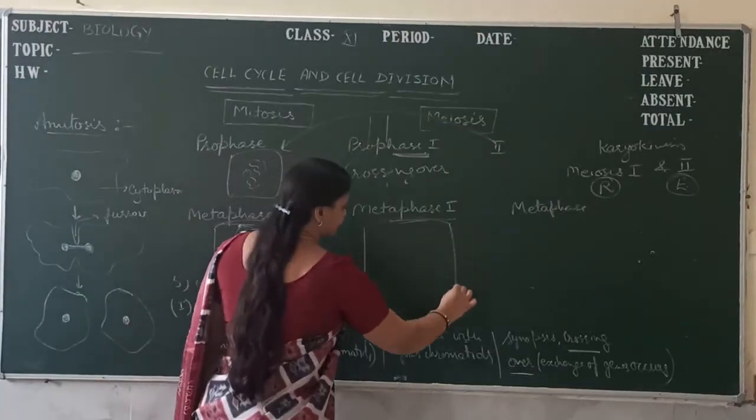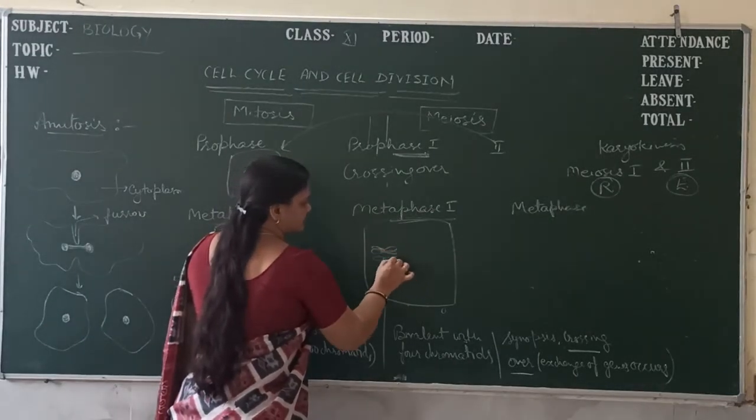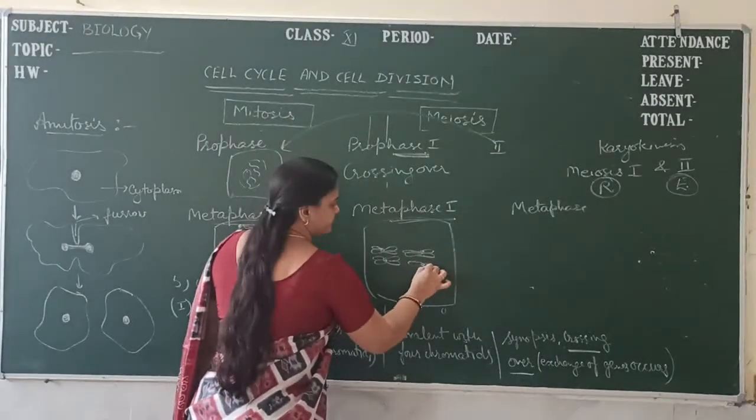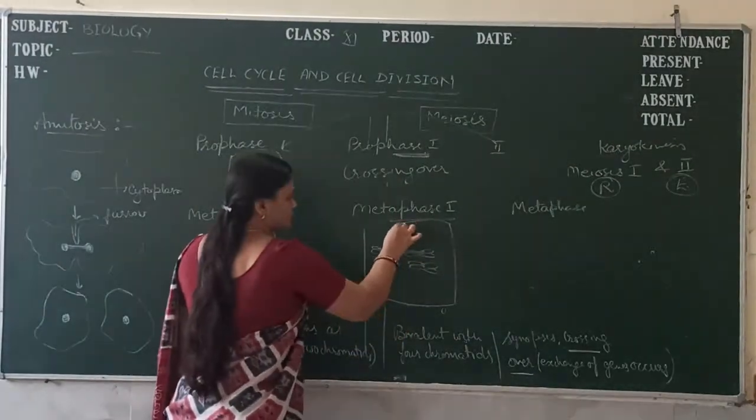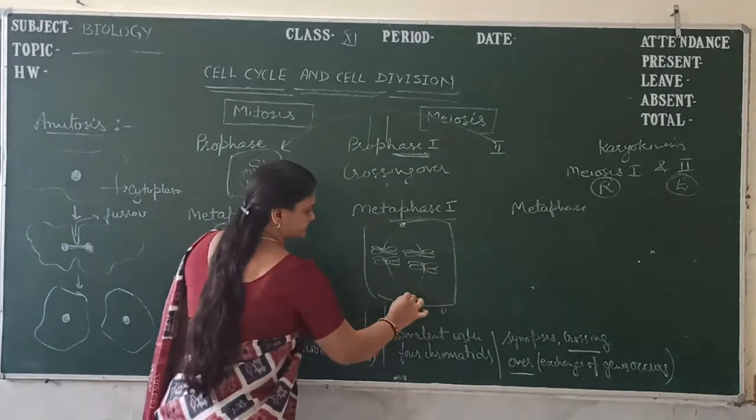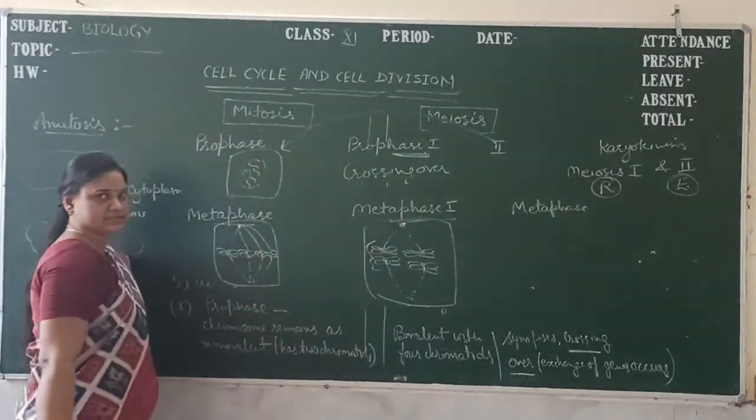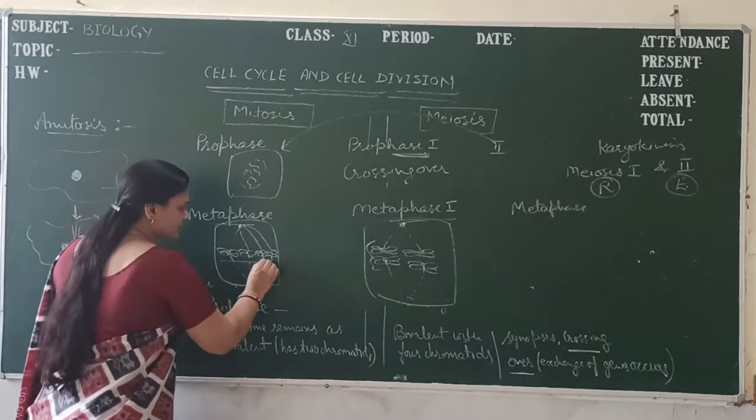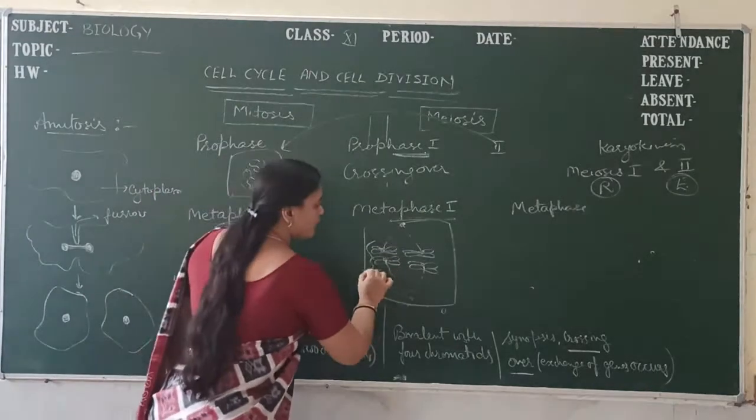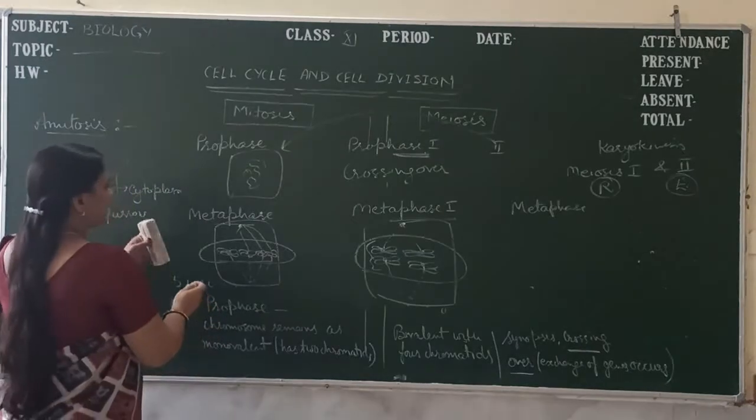But in metaphase first, homologous pairs of chromosomes, meaning two chromosomes, are arranged on the metaphase plate and the chromosomes are connected by the spindle fiber only from one side. Okay, these are the differences between metaphase and metaphase first. In metaphase, only single chromosomes make the metaphasic plate, but in metaphase first, homologous pairs of chromosomes make the metaphasic plate. Now we come to the anaphase.